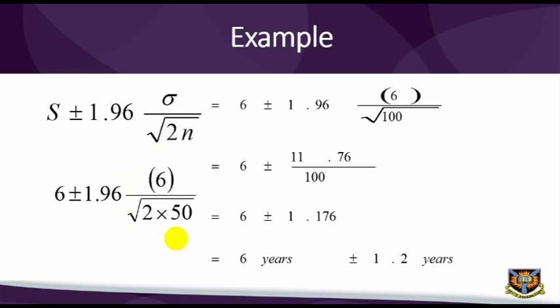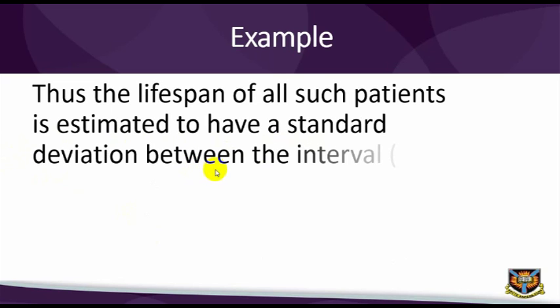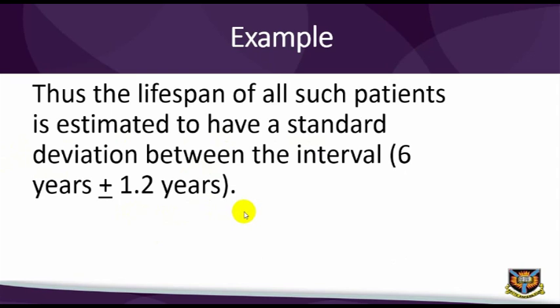6 plus or minus 11.76 over 10, which is equal to 6 plus or minus 1.176, which is equal to 6 years plus or minus 1.2 years. Thus, the lifespan of all such patients is estimated to have a standard deviation within the interval 6 years plus or minus 1.2 years. To conclude our discussion in this section, we wish to remind you again that you may set any desirable level of accuracy for yourself.